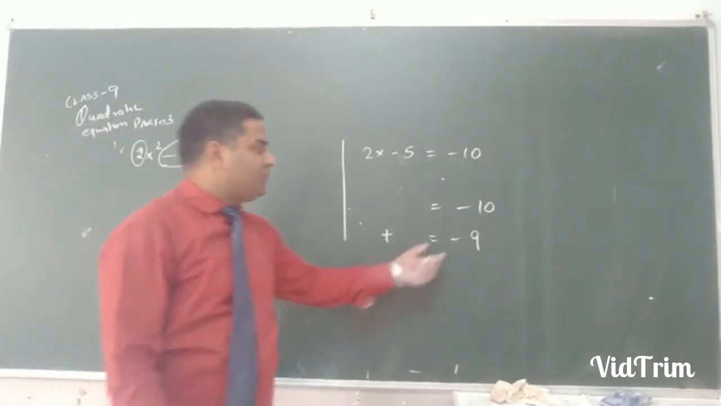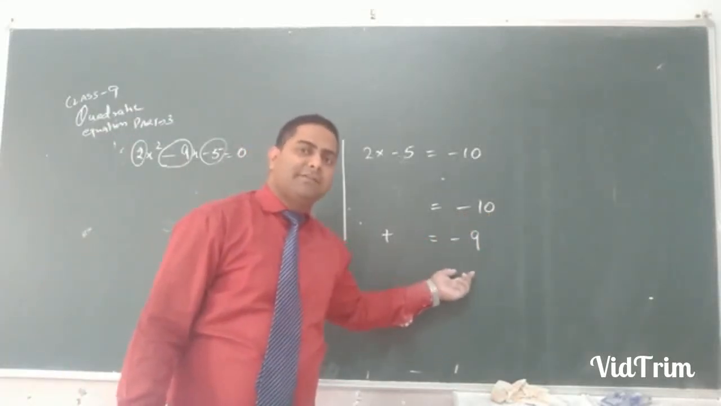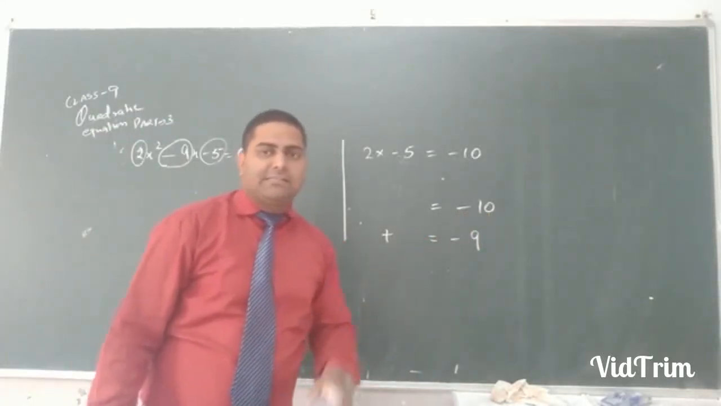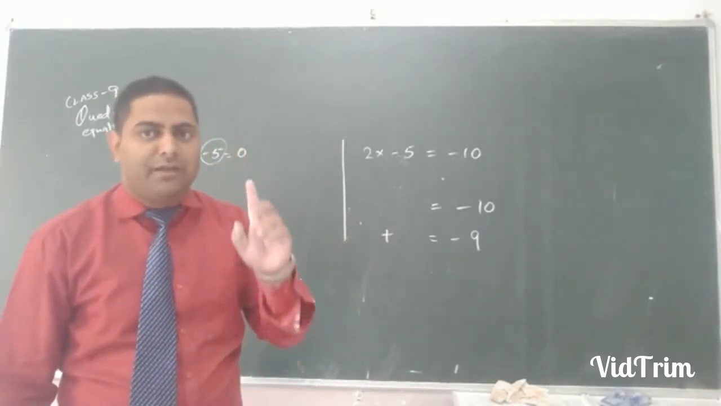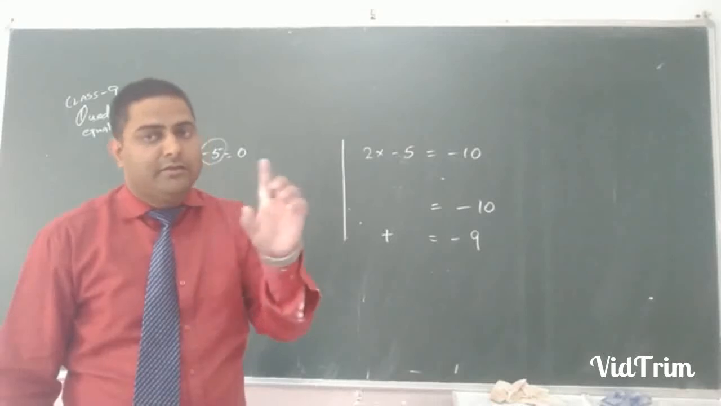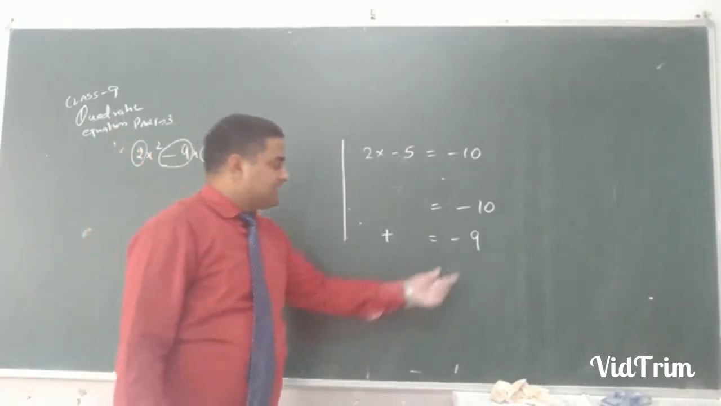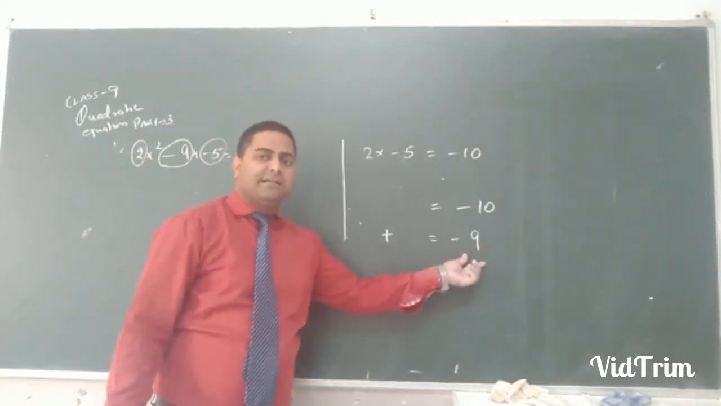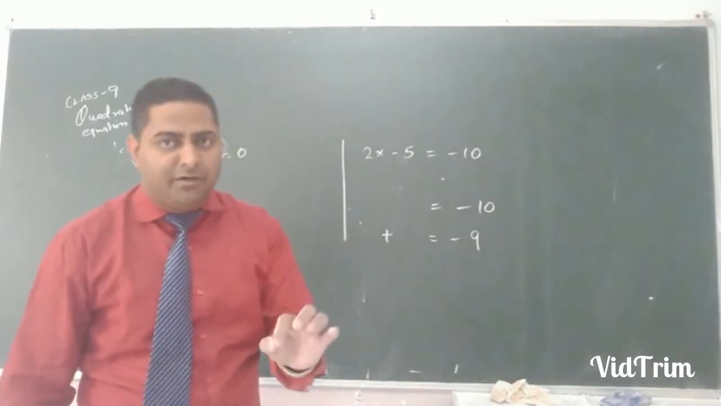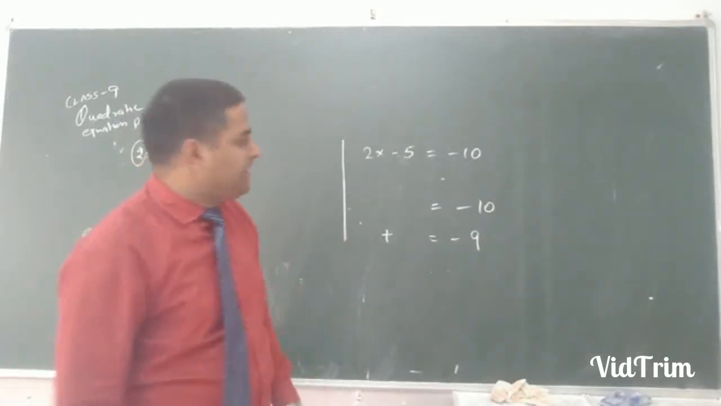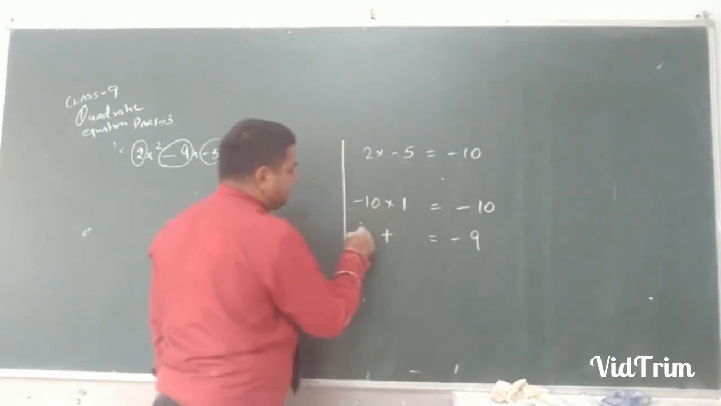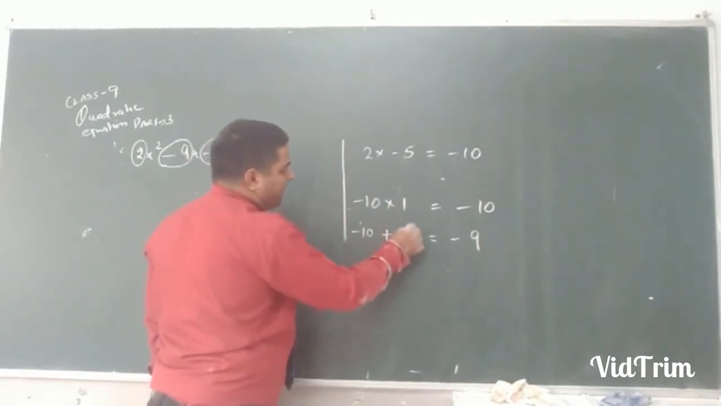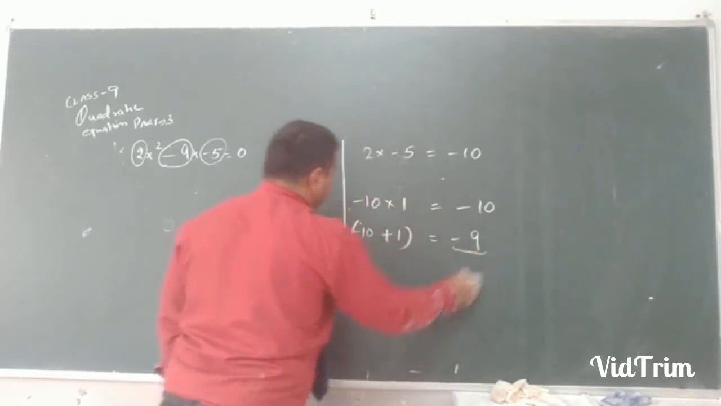Again, the product of the two numbers is negative and their sum is also negative. It means one number is positive and the other number should be negative. Since the sum is minus, the bigger number should be negative. So minus 10 into 1 is minus 10, and minus 10 plus 1 gives us minus 9.